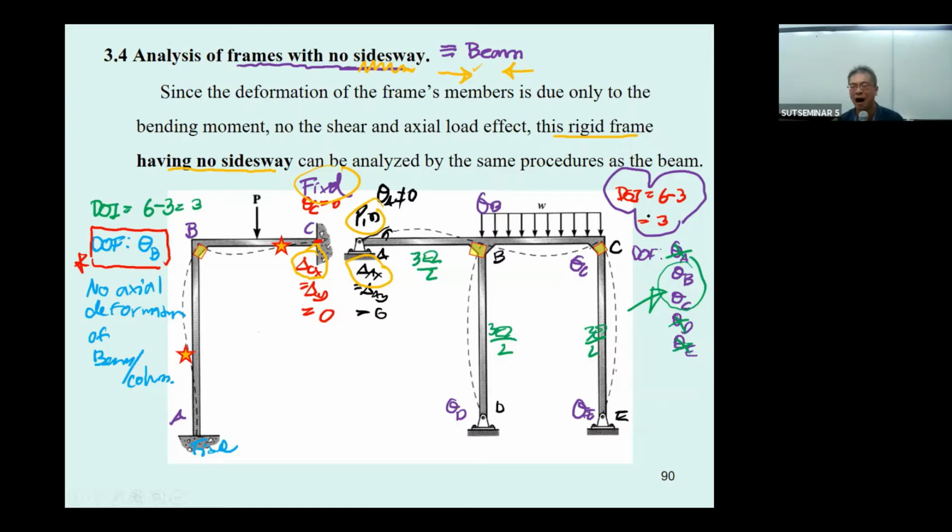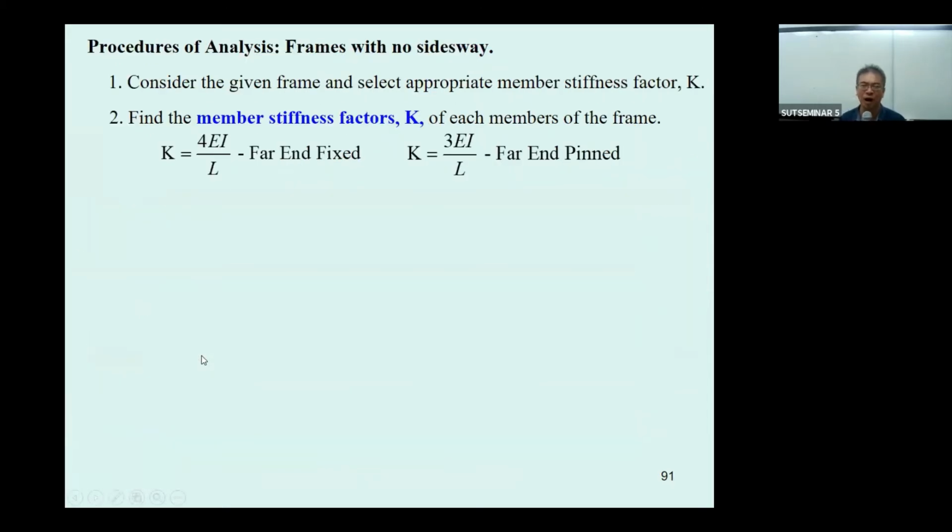So it depends how you analyze the frame and use the equation. And for the moment distribution for this frame, it is going to be very convenient to use this one. However, for this one, you have no choice. You always have to use 4EI over L and 4EI over L for this problem. So the analysis procedure is the same. You start by considering the given frame and selecting the appropriate member stiffness factor. That means you have to select a proper K.